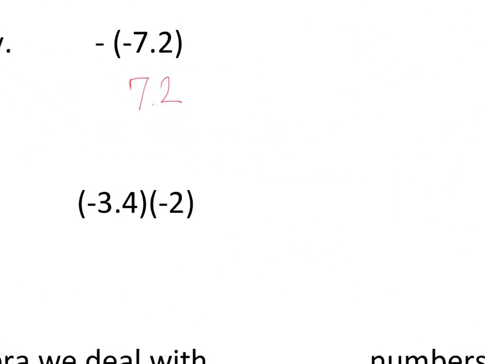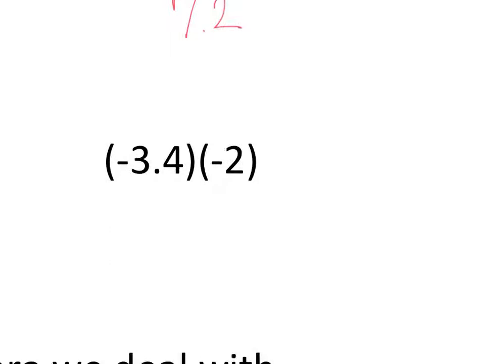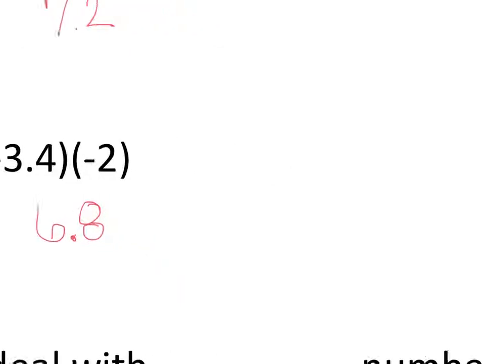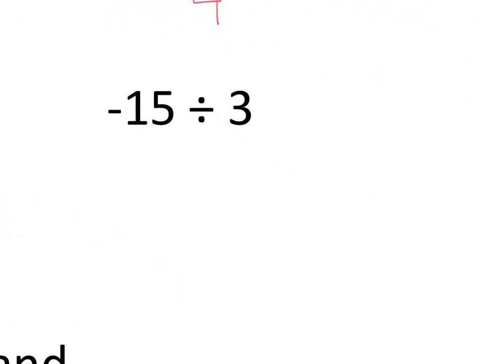Alright, down to the next one. What's going on between these sets of parentheses? Well, it's multiplication. So we have a negative times a negative, so that makes positive, and 3.4 times 2 is 6.8. Alright, next one. What is that sign right there? That's division, so we have negative 15 divided by 3. Negative divided by a positive is a negative. 15 divided by 3 is 5.